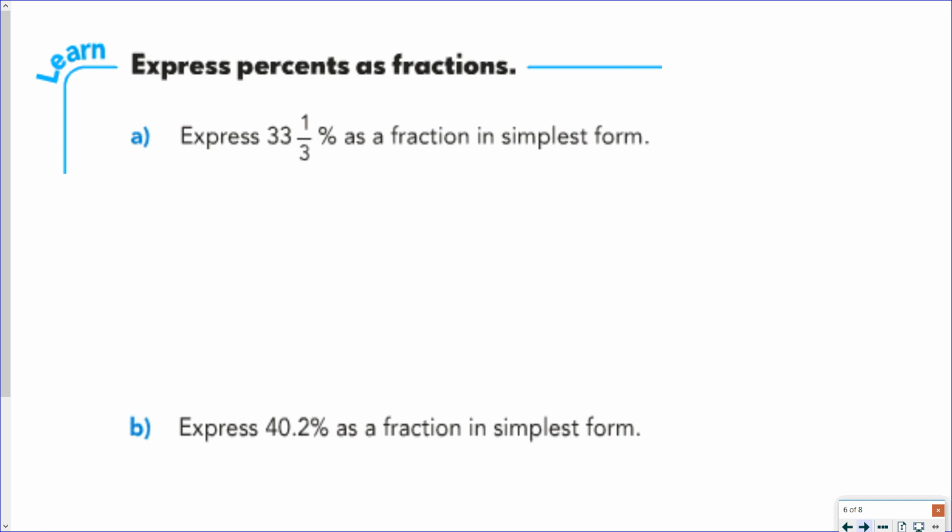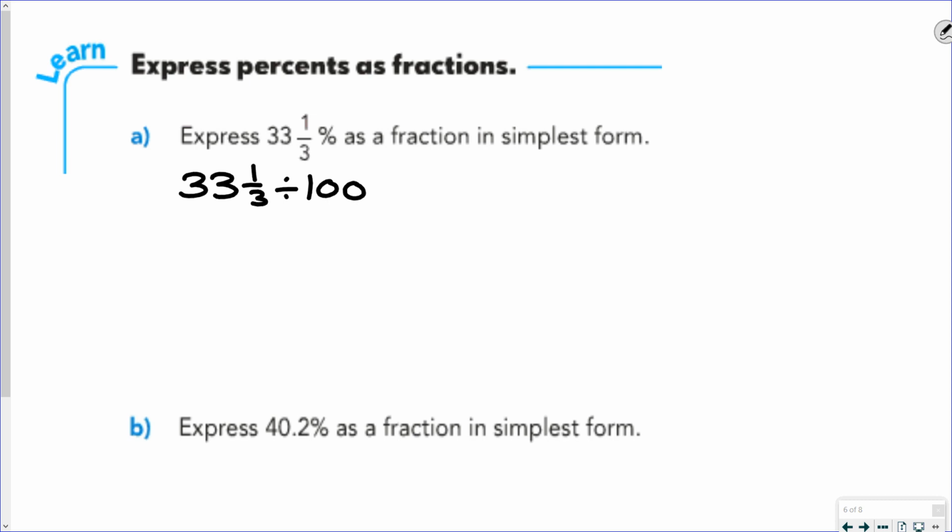So now we want to take our percents and convert them into fractions. Well, to go from fraction to percent, we multiply by 100. So if we're going from percent to fraction, we should do the opposite of that, which is divide by 100. So we would have 33 1/3 divided by 100.